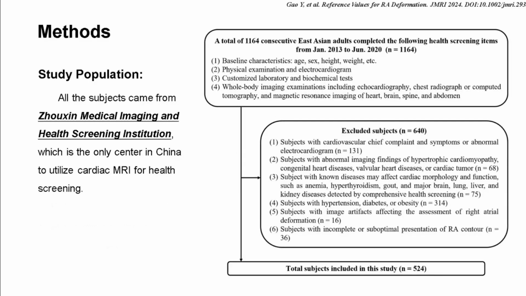Methods: study population. All the subjects came from the local medical imaging and health screening institution, which is the only center in China to utilize cardiac MRI for health screening. Look at the flow diagram of healthy adult inclusion. A total of 1,164 consecutive Chinese adults completed a comprehensive range of assessments, including routine physical examination, electrocardiogram, laboratory and biochemical tests, and an imaging examination between January 1st, 2013 and June 1st, 2020. From this population pool, subjects who met the following criteria were excluded. Finally, 640 subjects were excluded, leaving 524 validated healthy Chinese adults.